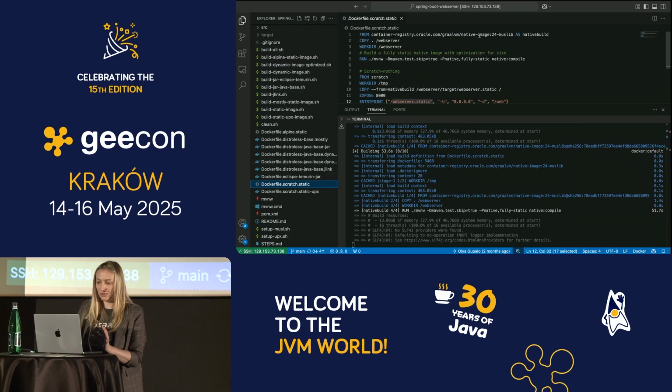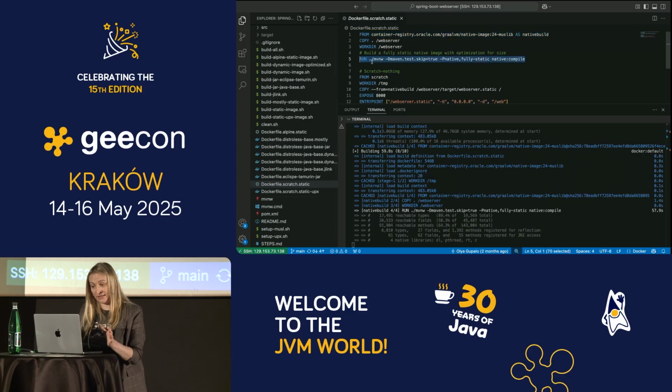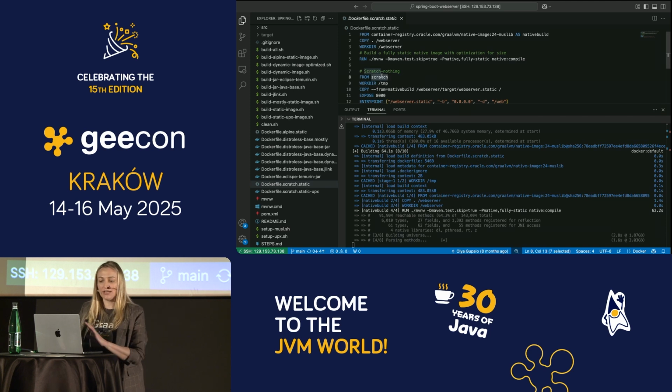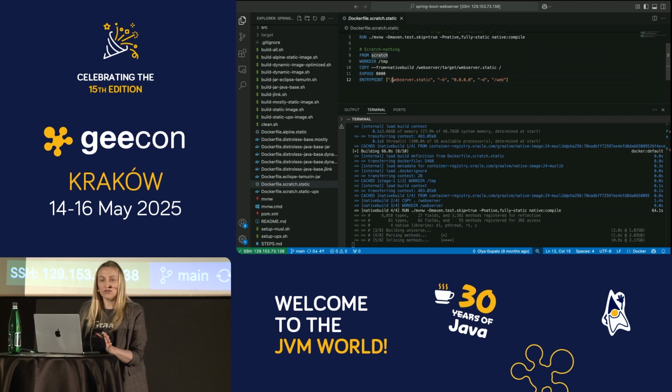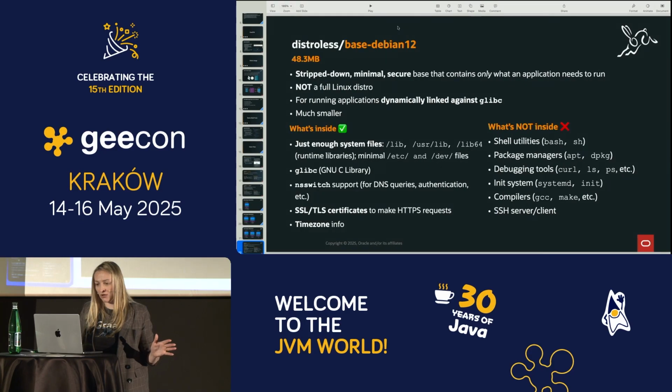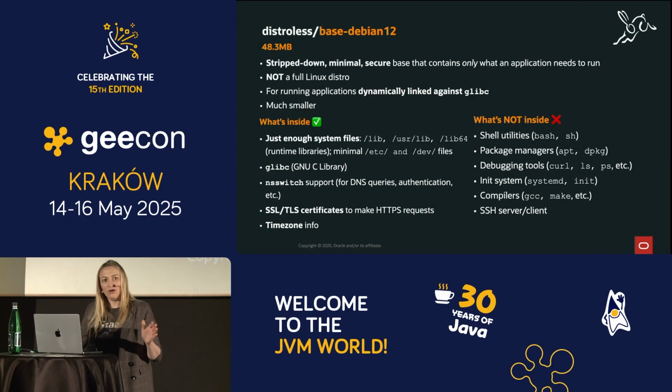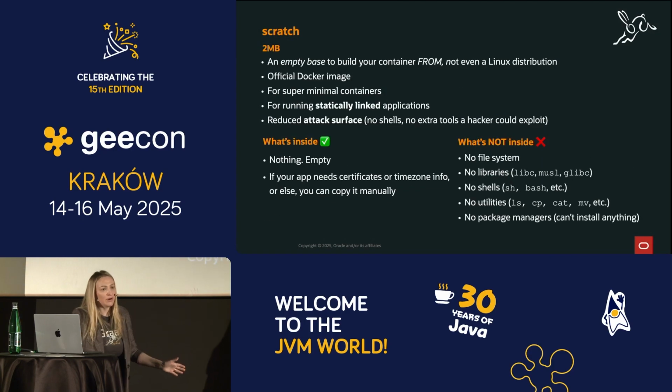So in the builder, we created a native executable file. At line 5, we create the native executable, fully static. And then we copy it over to a Scratch container, which has nothing in it. And then we just specify this executable as an entry point. Let's see if it runs. And before, the breakdown of the Scratch container: 2 megabytes in size, empty base, practically nothing.